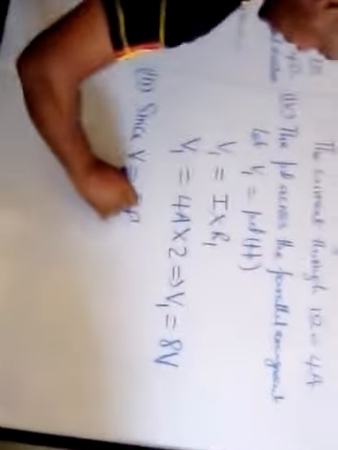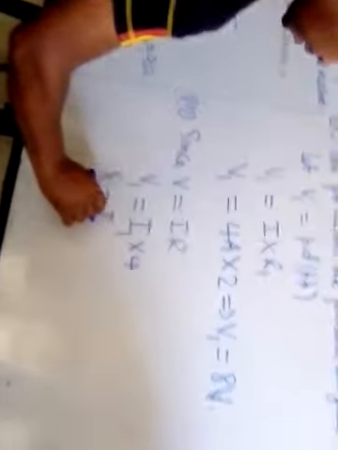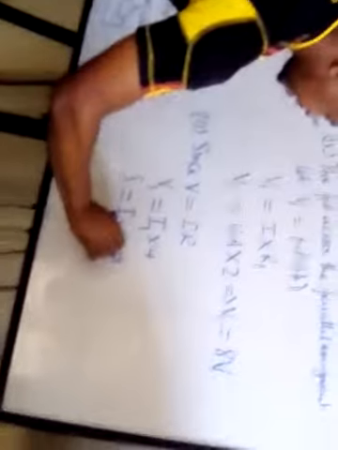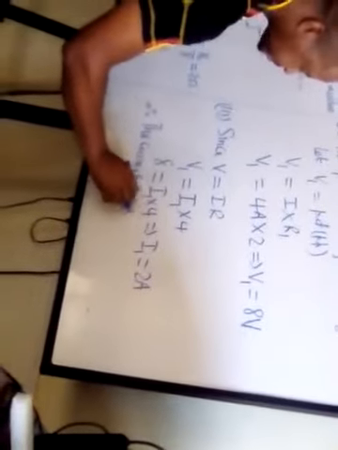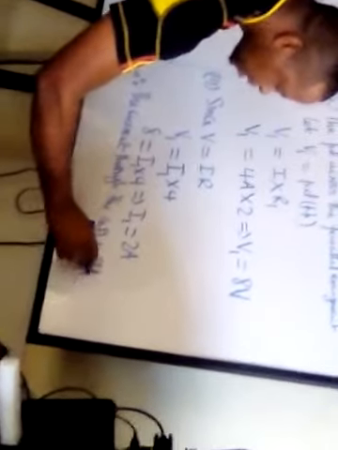And therefore, we can now finally come to part 3 and say that since V is equal to IR, then our V1 will be equal to the current that I've called I1 times the resistance of 4. And our 8 will therefore be equal to I1 times 4, implying that I1 will be equal to 2 amperes. Therefore, we can conclude that the current through the 4 ohm resistor is going to be 2 amperes.